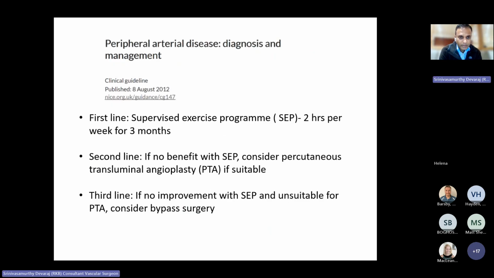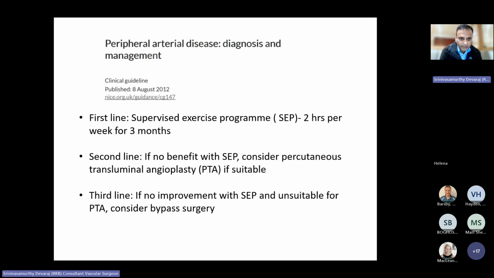So NICE guidelines also recommend a three-stage approach to patients with intermittent claudication pain. The first line treatment is a supervised exercise program. The idea of this is that they're supervised. It's a group exercise session, much like a cardiac rehab session. They get 2 hours of supervised exercise per week for 3 months, and that is shown to be beneficial in increasing walking distance. Unfortunately, for a lot of the population across Warwickshire, this supervised exercise program is not currently funded or available in the NHS.